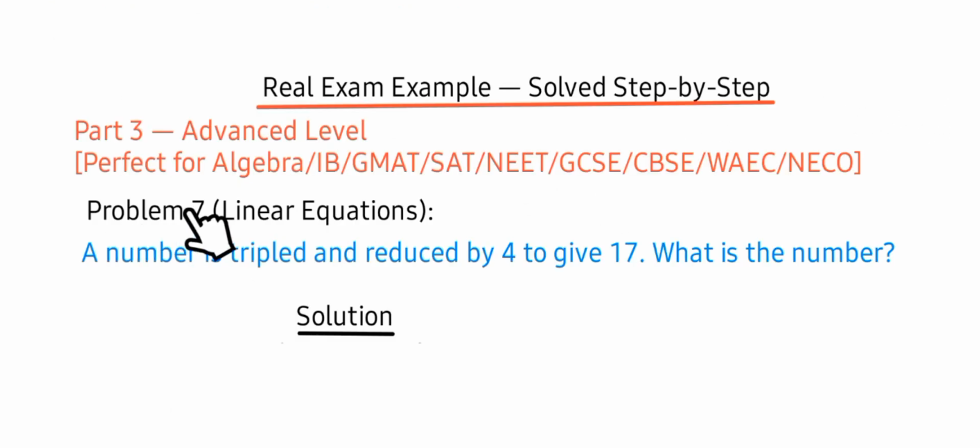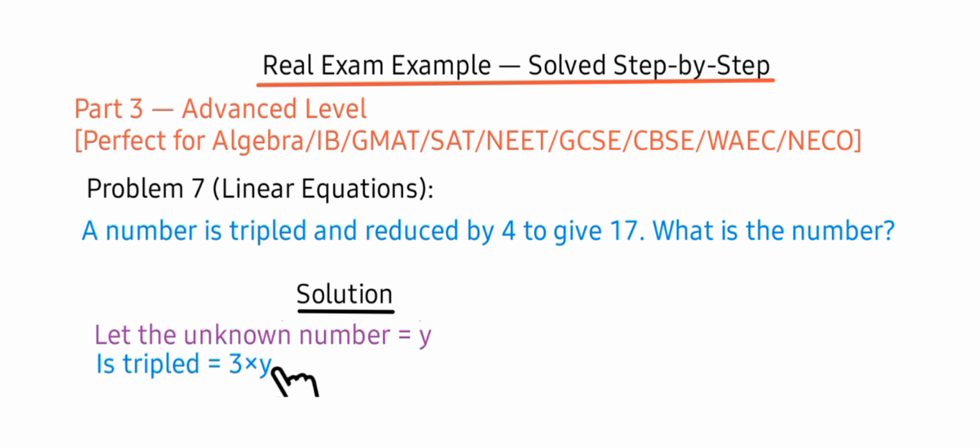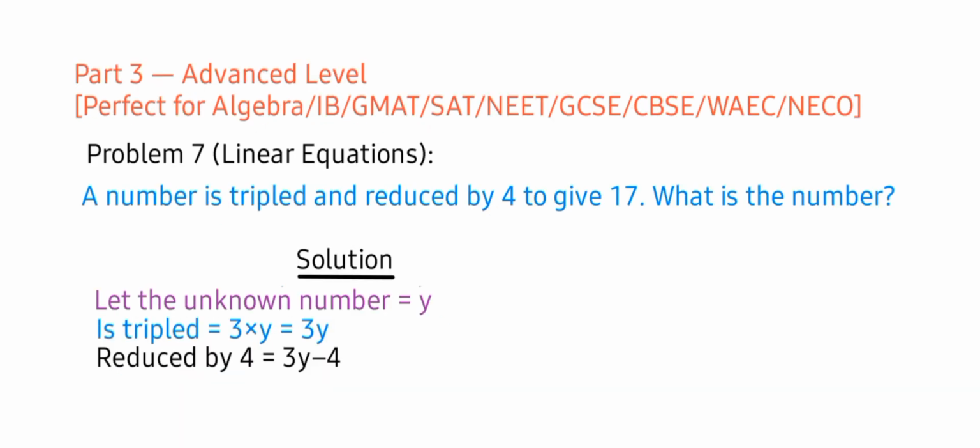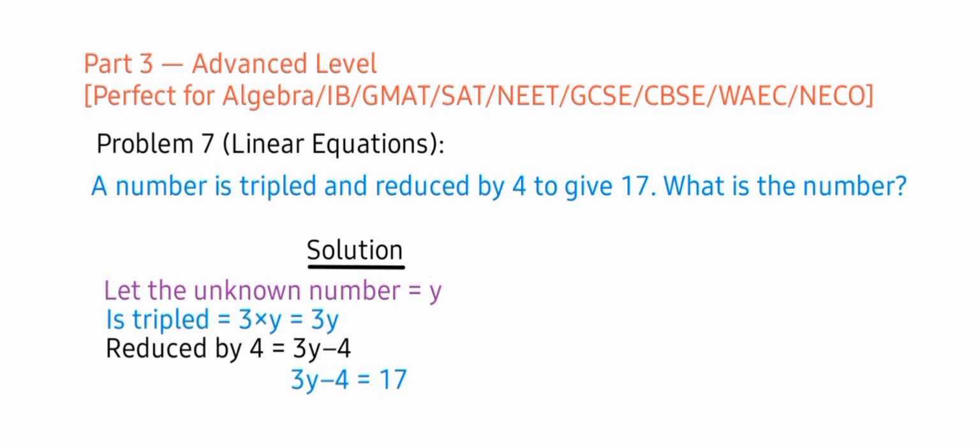Now, let's look at the seventh challenge. A number is tripled. Guys, this number is unknown. Now, let's call the number y. Is tripled. That is, y is multiplied by 3. So, 3 multiplied by y, 3y, and reduced by 4. Reduced by 4 means 3y minus 4 to give 17. That is 3y minus 4 equals 17.